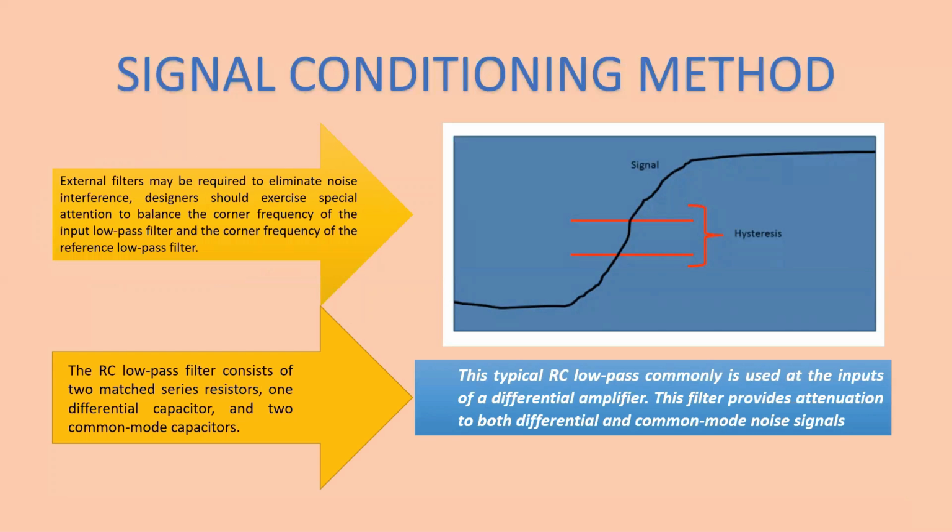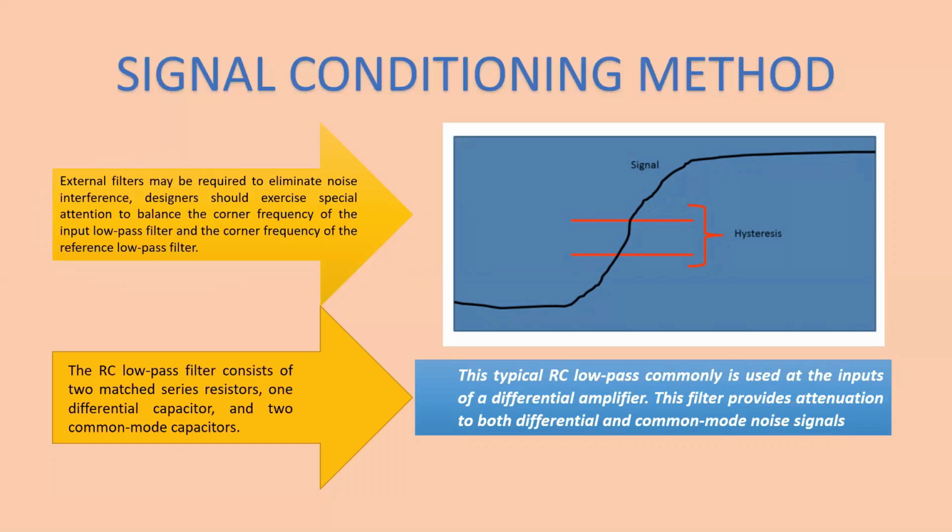Designers should exercise special attention to balance the corner frequency of the input low pass filter and the corner frequency of the reference low pass filter. The RC low pass filter consists of two matched series resistors, one differential capacitor and two common mode capacitors. The figure shown beside is the typical RC low pass filter commonly used at the inputs of a differential amplifier. This filter provides attenuation to both differential and common mode noise signals.